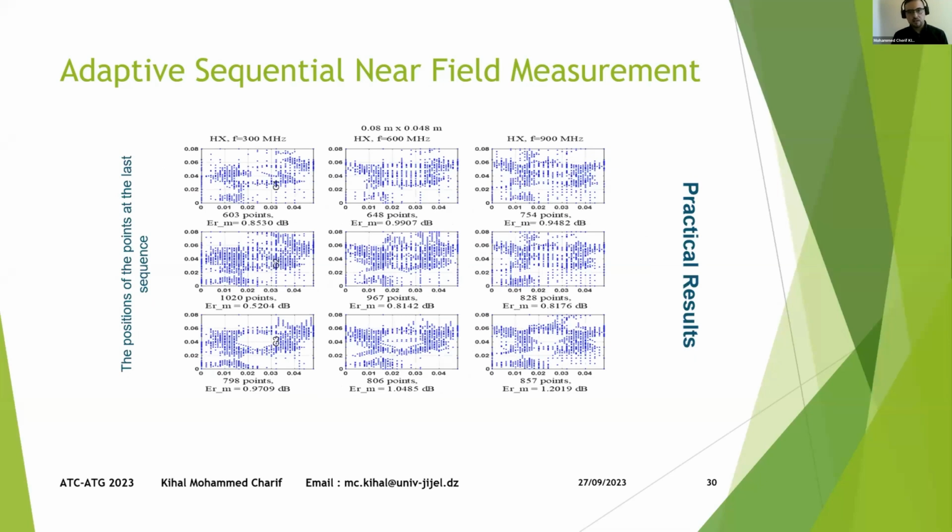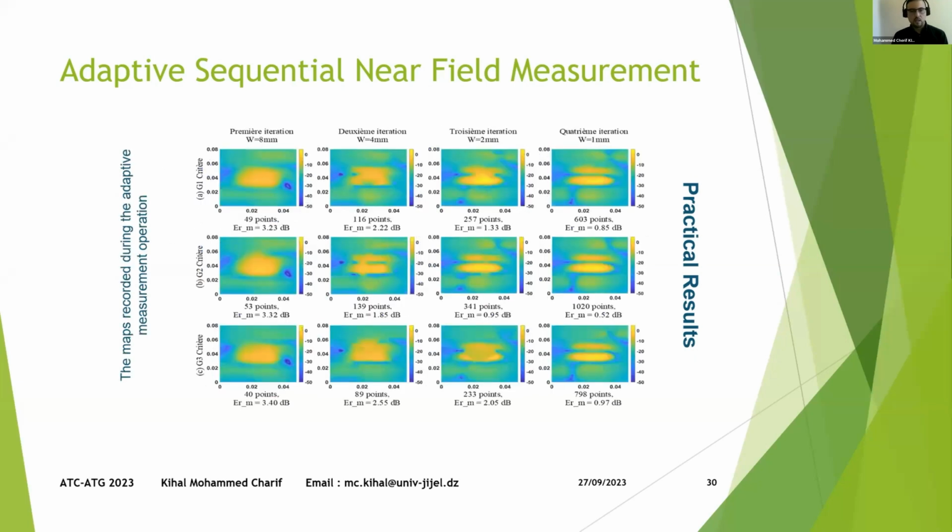For the practical cases, here is the position of the points at the last sequences, for three frequencies, 300, 600, and 900 megahertz, and for the three selection criteria. Again, we notice that the selection criterion influences the position of the selected points. These figures show the evolution of the radiated magnetic field over the sequences. The field improves according to the sequences, the number of points increases, and the error decreases.